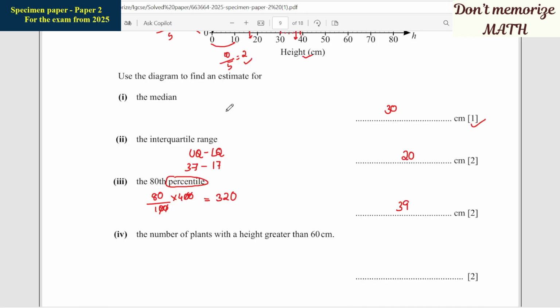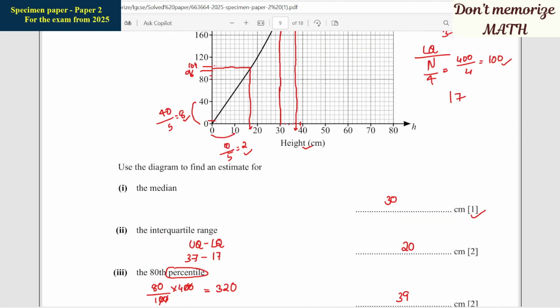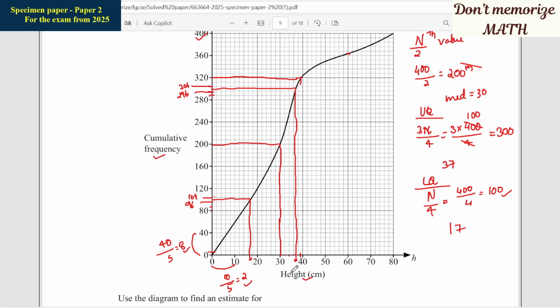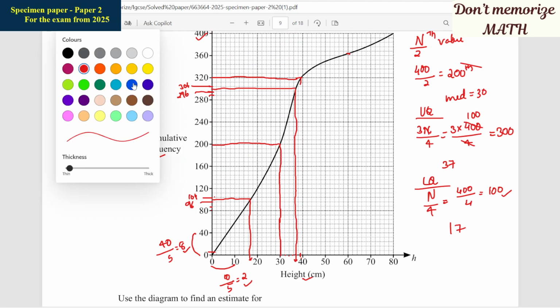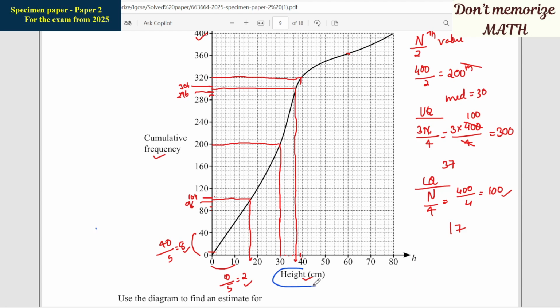Then we'll see the next part, the number of plants with a height greater than 60 centimeters. So the height must be greater than 60 centimeters. I will change the color first. Okay, so the height must be greater than 60. So greater than 60 means 60 to 80, right? So we need the number of plants. This is only height, so the number of plants will be the corresponding values in the y-axis. So the first point is here and the second point is here. Okay, so we'll find out this value.